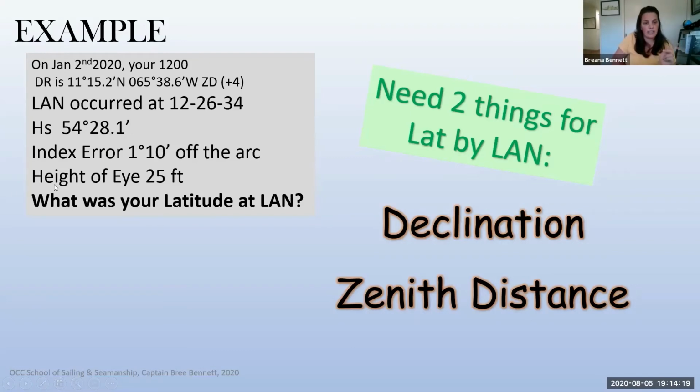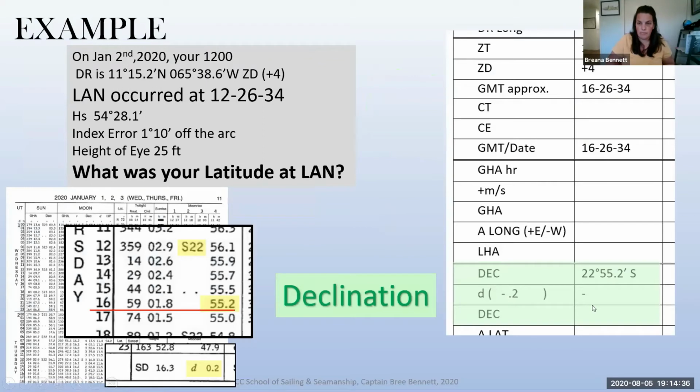I had an index error and a height of eye. So I need to use this information to get my declination and my zenith distance so I can figure out what my latitude is. So I'm going to plug this information up here into my sight reduction form. So I have my GMT, and then I have my declination.